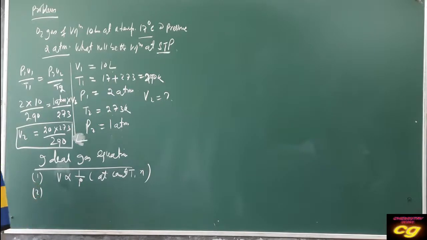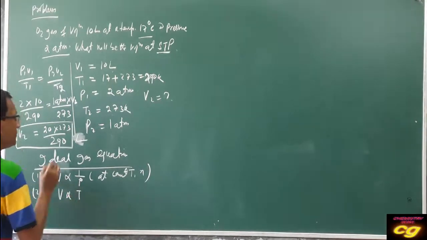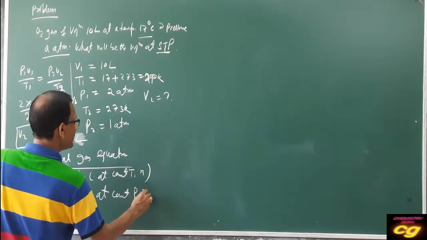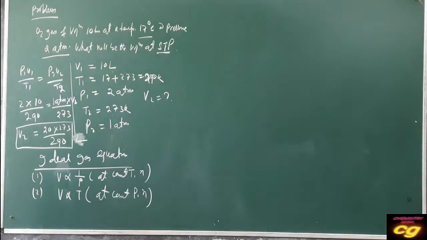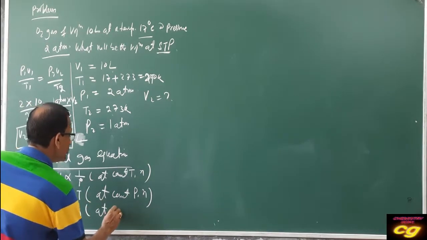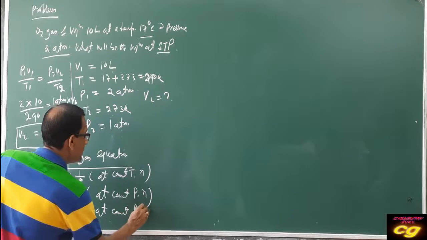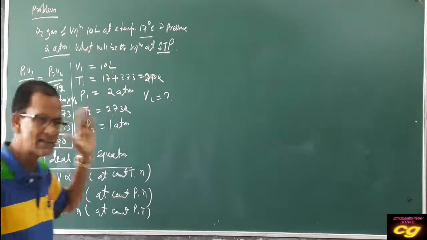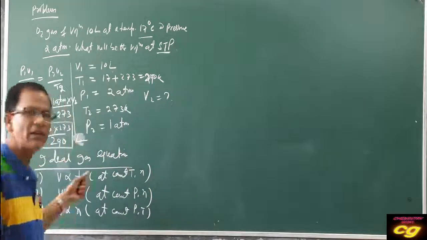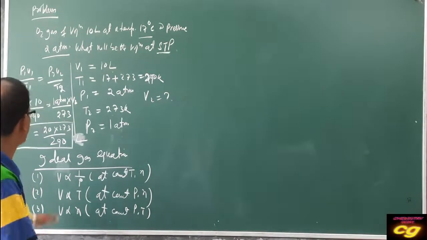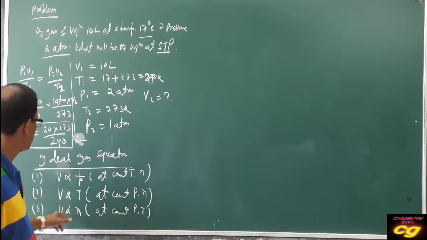Then Charles's law: V is proportional to T, here P and n are constant. Then Avogadro's law: V is proportional to n, here P and T are constant. These are the three laws. If the gas is an ideal gas, then it will obey all three laws. So V is proportional to 1 by P, V is proportional to T, V is proportional to n.